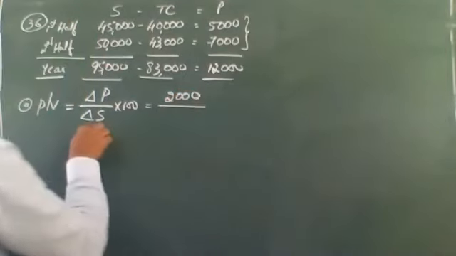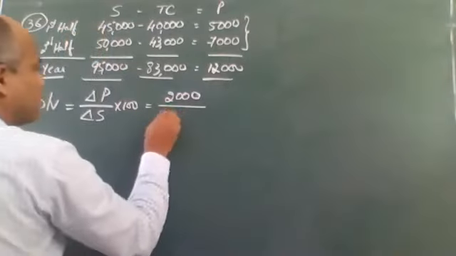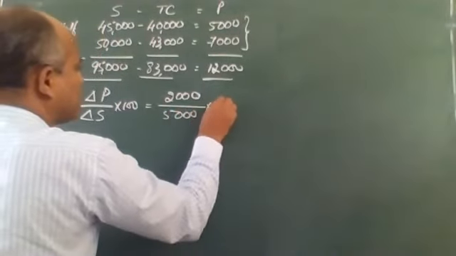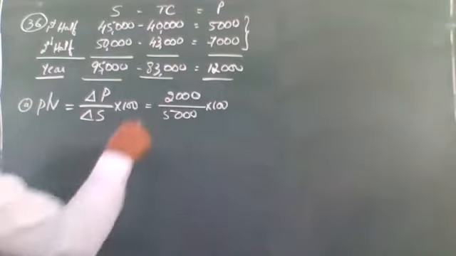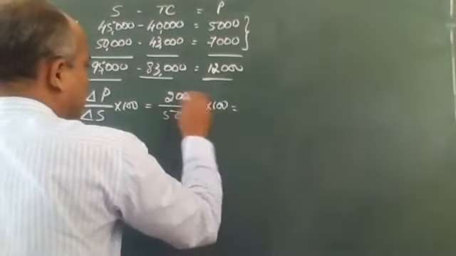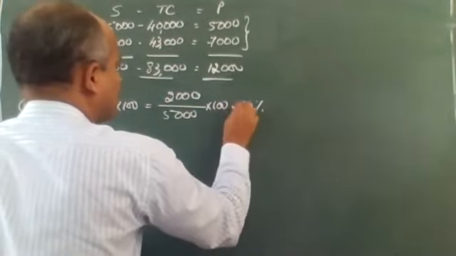divided by change in sales. 50 and 45 difference is 5,000. So expressed as a percentage, I think 40% is my PV ratio.